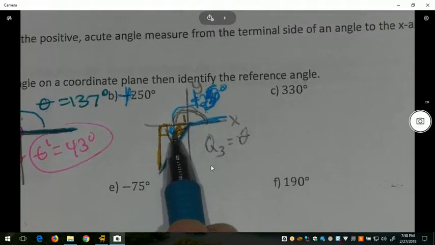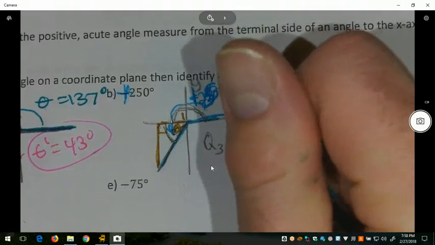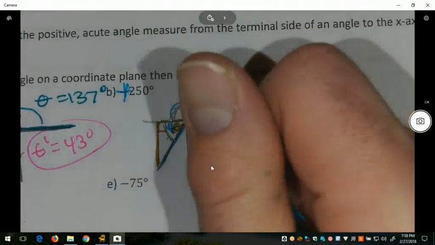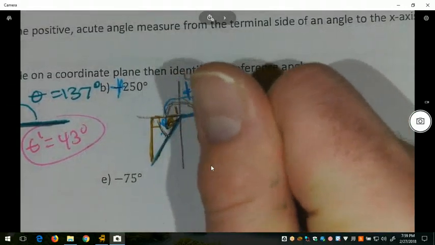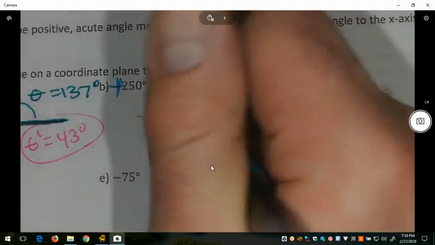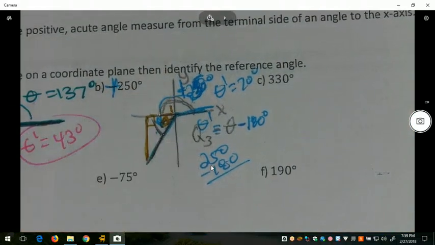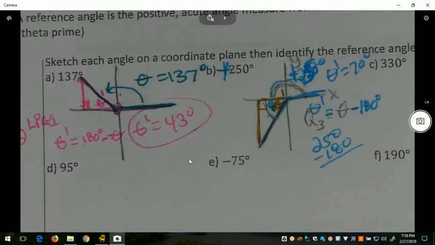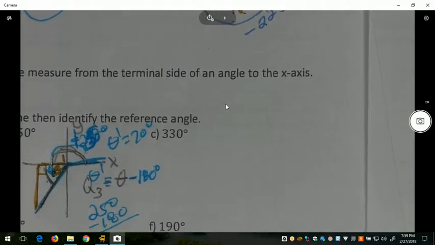This whole thing is 180 degrees, and I don't know this piece. So if I do theta minus 180, then I will get theta prime. Theta prime equals theta minus 180. So 250 minus 180 degrees, I get 70 degrees. Theta prime for this is 70, because 70 plus 180 will give us the 250. Now that's for the positive angle. We'll do one more positive and then I will give you the negative.